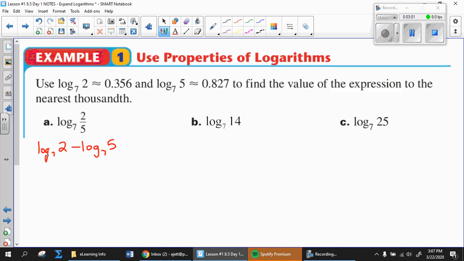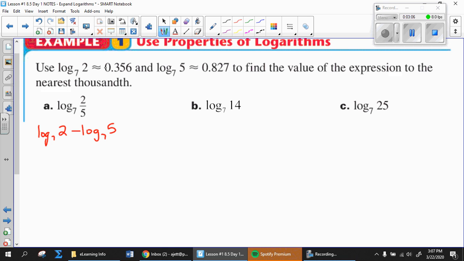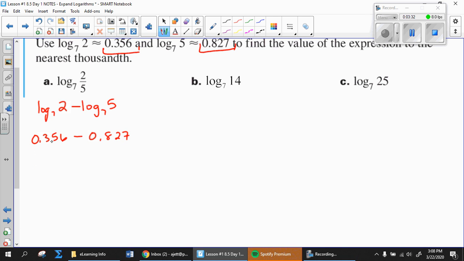Anytime we're expanding, both things need to have this new log attached to them. And so what I can do then is go up here and look at these numbers. Log base 7 of 2 equals this number right here, so I'm going to substitute this value 0.356 in for log base 7 of 2. Minus log base 7 of 5 over here equals this, so I'm going to substitute in 0.827. And then when I take this 0.356 and subtract 0.827 from it, we're going to get negative 0.4.